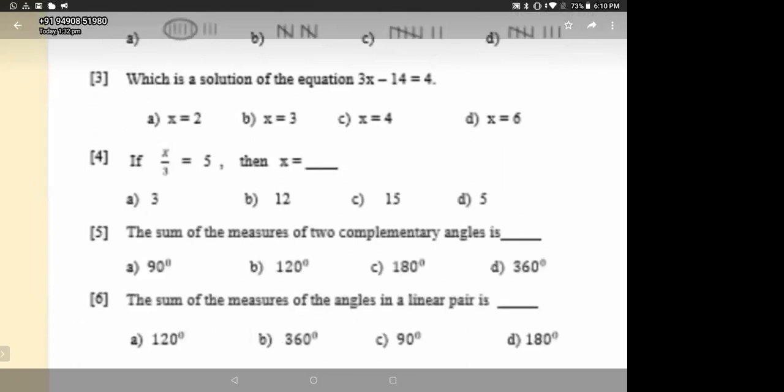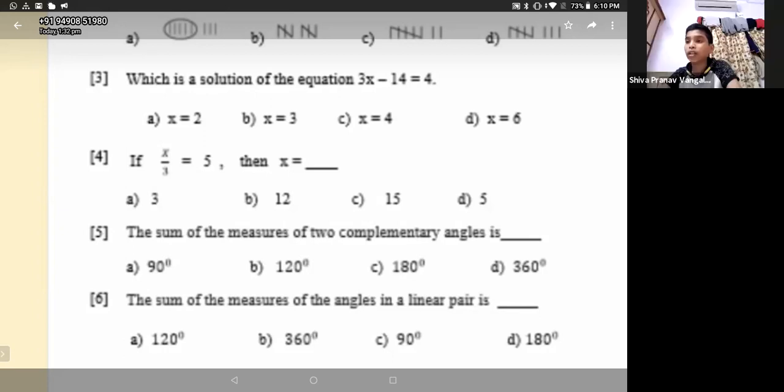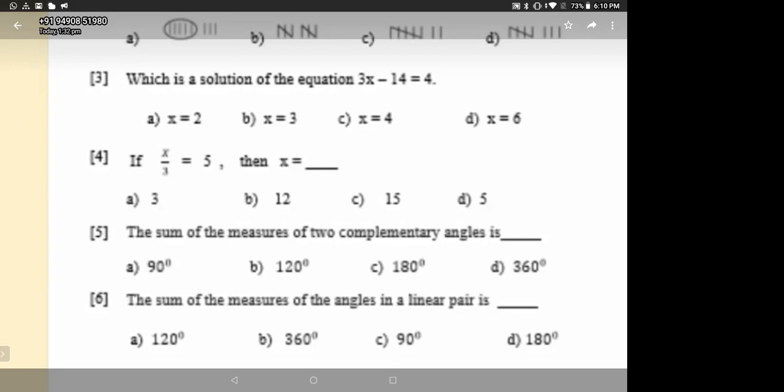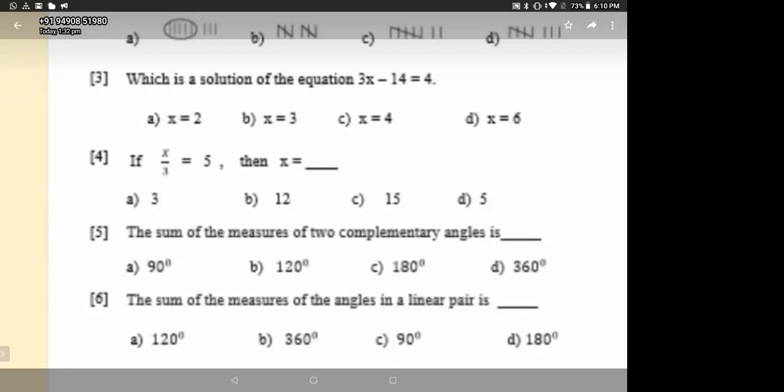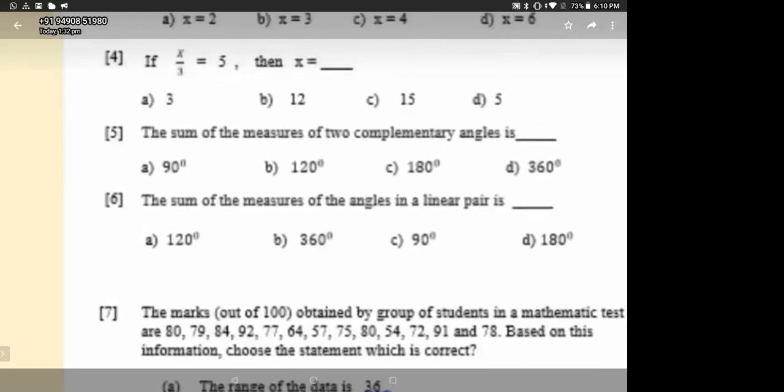Which is the solution for the equation 3x minus 14 equal to 4? If you substitute the value, option D, x equal to 6. If you substitute x equal to 6, 3 times 6 is 18, 18 minus 14 is equal to 4, right? Very good. Option D is correct.